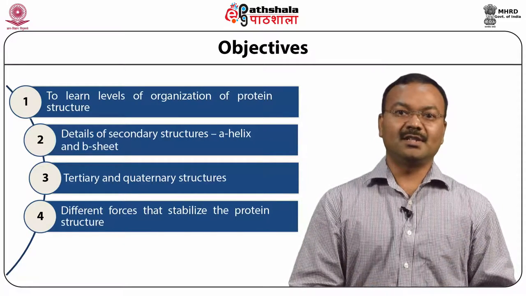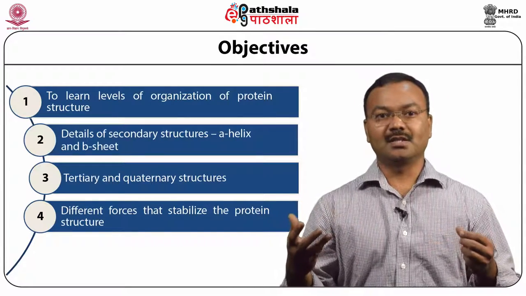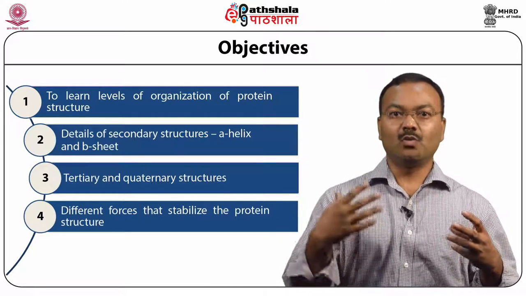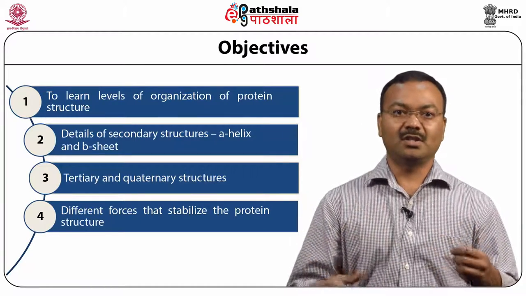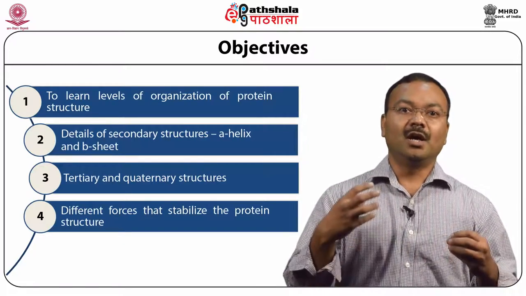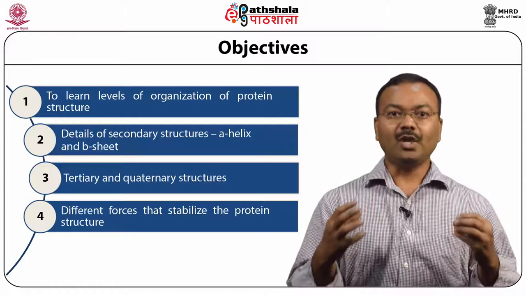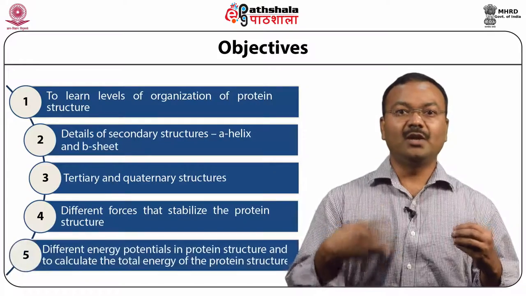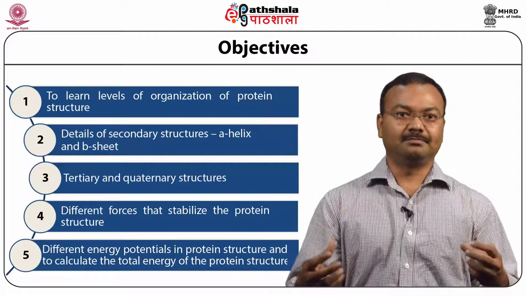And there are different forces that stabilize the protein structure, like hydrogen bond, van der Waals interaction, electrostatic interactions. All these forces stabilize the protein structure. In this, we will discuss what are the forces which actually stabilize the protein structure, which is the dominant force in the protein structures, and how the energy components of these forces can be calculated to give the total energy of the protein structure. Now, with these different energy potentials in the protein structure, you can calculate the total energy, and we will see what the uses are and where we use this term.